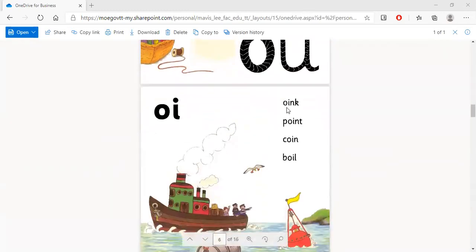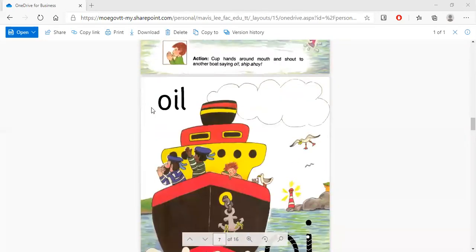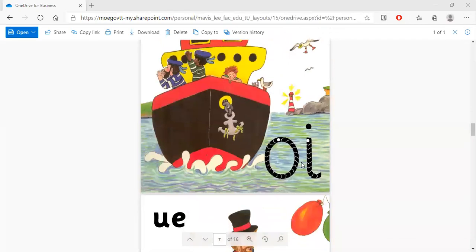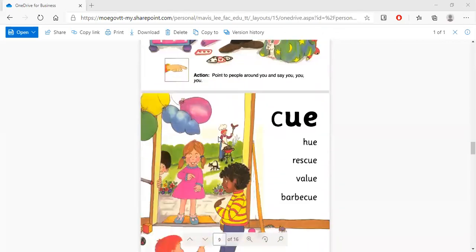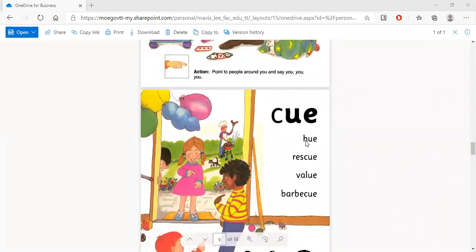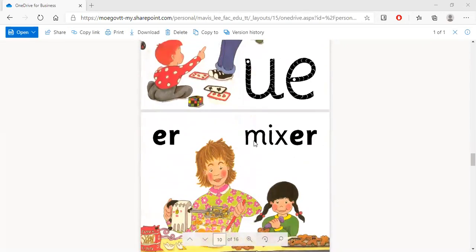Oi: oink, ointment, coin, oil, boil, oil. U: q, hue, rescue, value, barbecue.